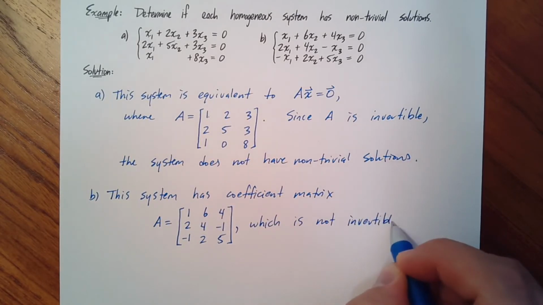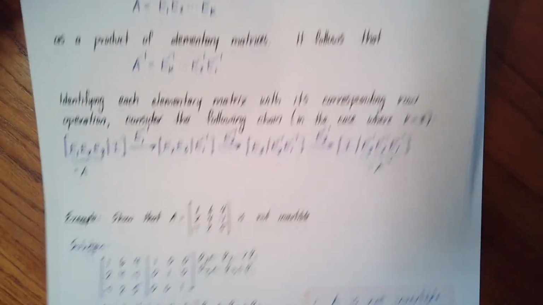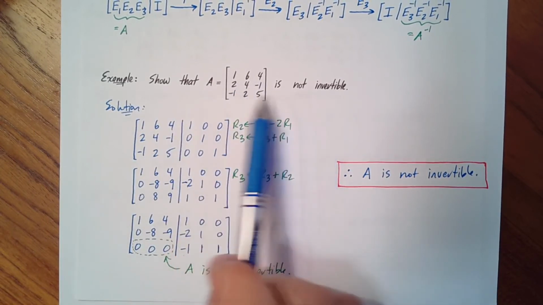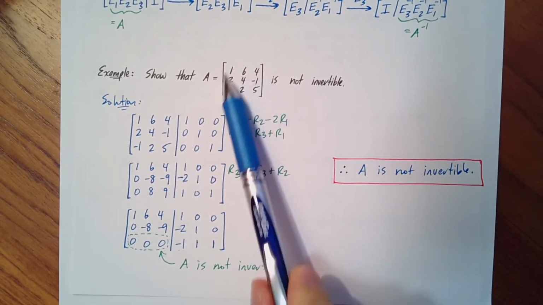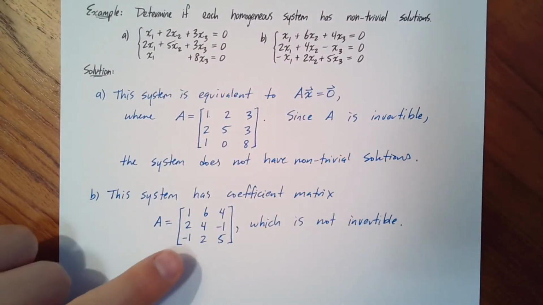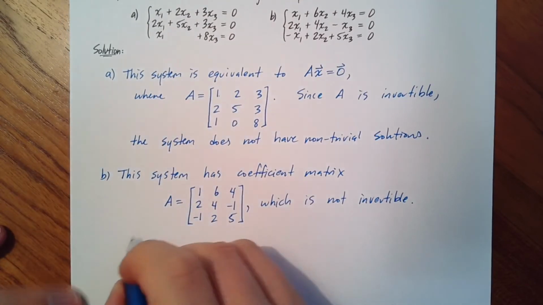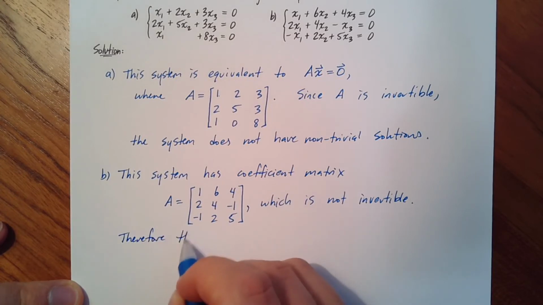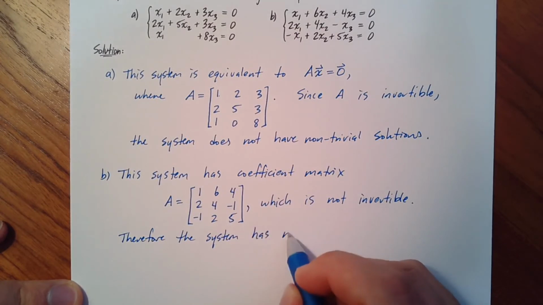How do I know that? Well, we did that one too, actually, in our previous example. This was the example where we showed that this matrix was non-invertible, and we did it using the inversion algorithm. We got a row of zeros, and that's what told us that the matrix wasn't invertible. But the important part is that the matrix we had in that example is exactly the one we see now for the coefficient matrix. So that's why we know it's non-invertible. So therefore, let's say therefore the system has non-trivial solutions.